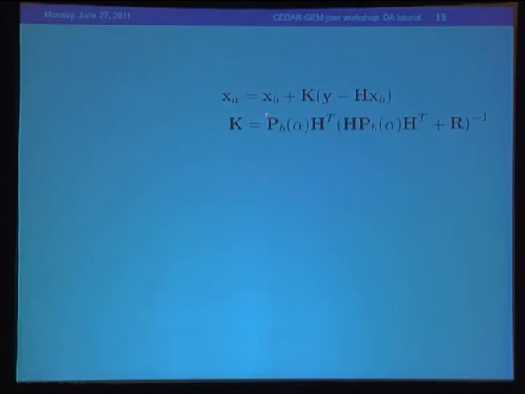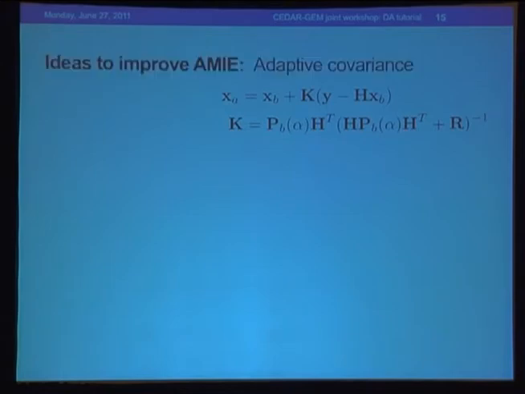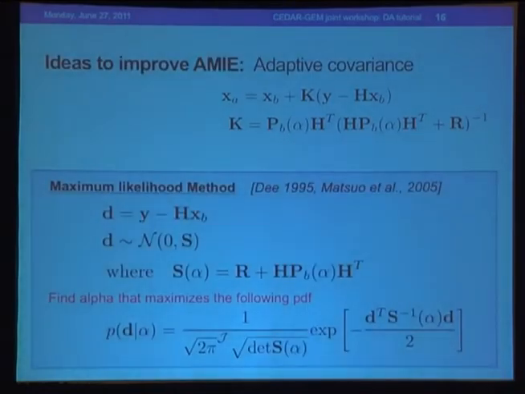Okay, so this is the Kalman update equations and Kalman gain. Let's say the background error covariance has some parameter, here alpha, and then we can make it adaptive. We can come back to this later, but all you need to know is that we can estimate alpha by minimizing this cost function, right? And it is actually quite neat. The D here, we call it innovation.